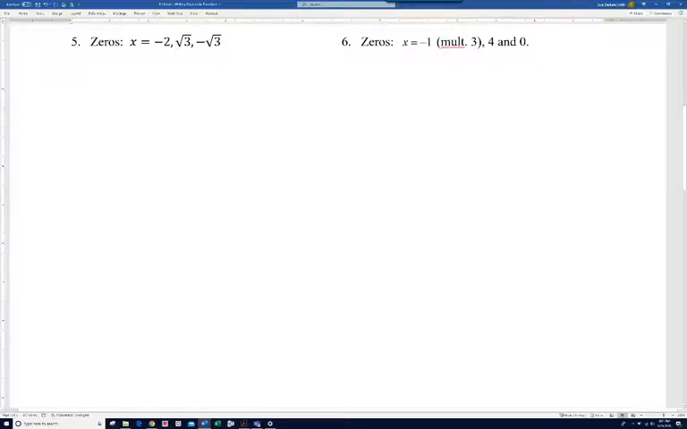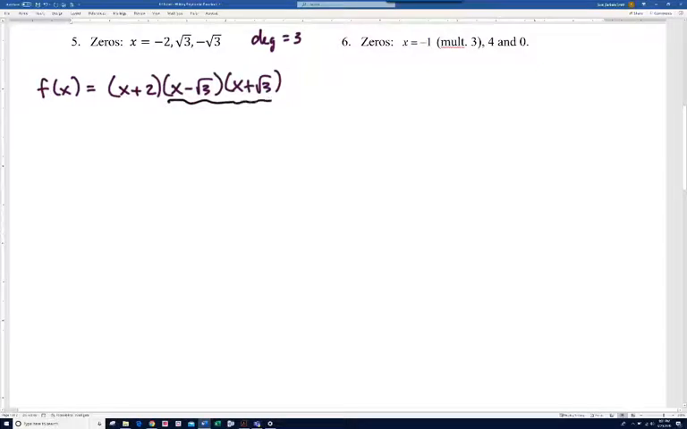Now number 5 is a lot like the one we just did, so again I'd really encourage you to go ahead and see if you could do that one and then check the video. So again, notice this is going to have a degree of 3, and your first step you should have said f of x equals x plus 2 times x minus the square root of 3 times x plus the square root of 3. And again, we're going to want to FOIL these conjugates first, or multiply the conjugates here.